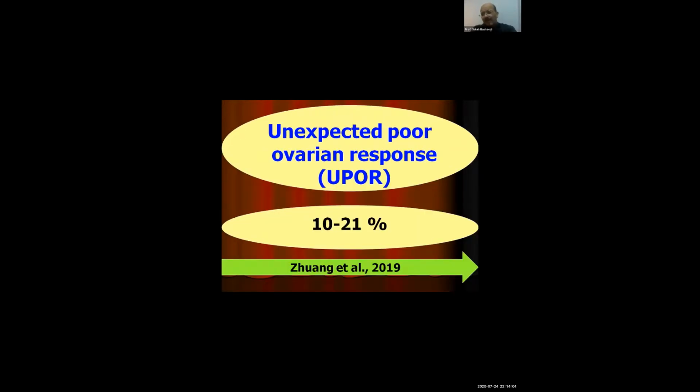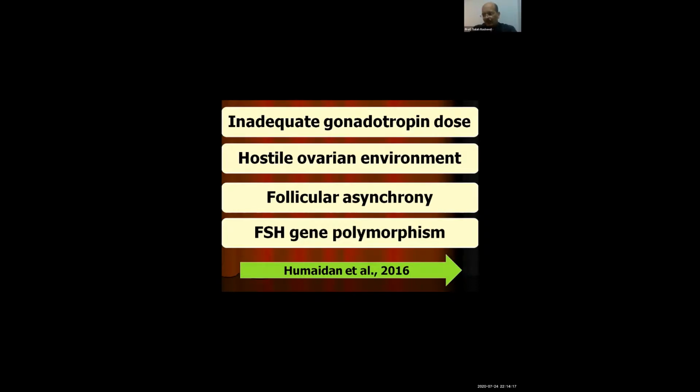These women are called unexpected poor ovarian responders. That is, the ovarian reserve is diagnosed as normal, but the oocyte yield is suboptimal. There are 4 main reasons behind this phenomenon. The first is inadequate gonadotropin dose. The second is a hostile ovarian environment, mainly disturbance of the androgen. The third is follicular asynchrony, and the last reason is polymorphism of the FSH gene.